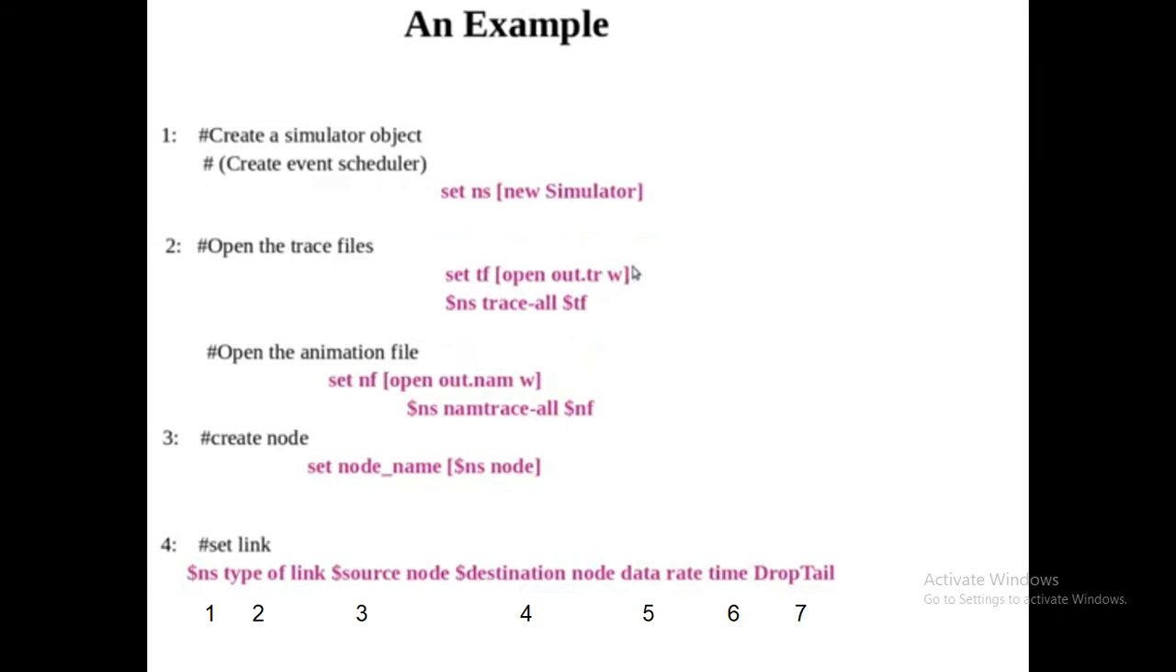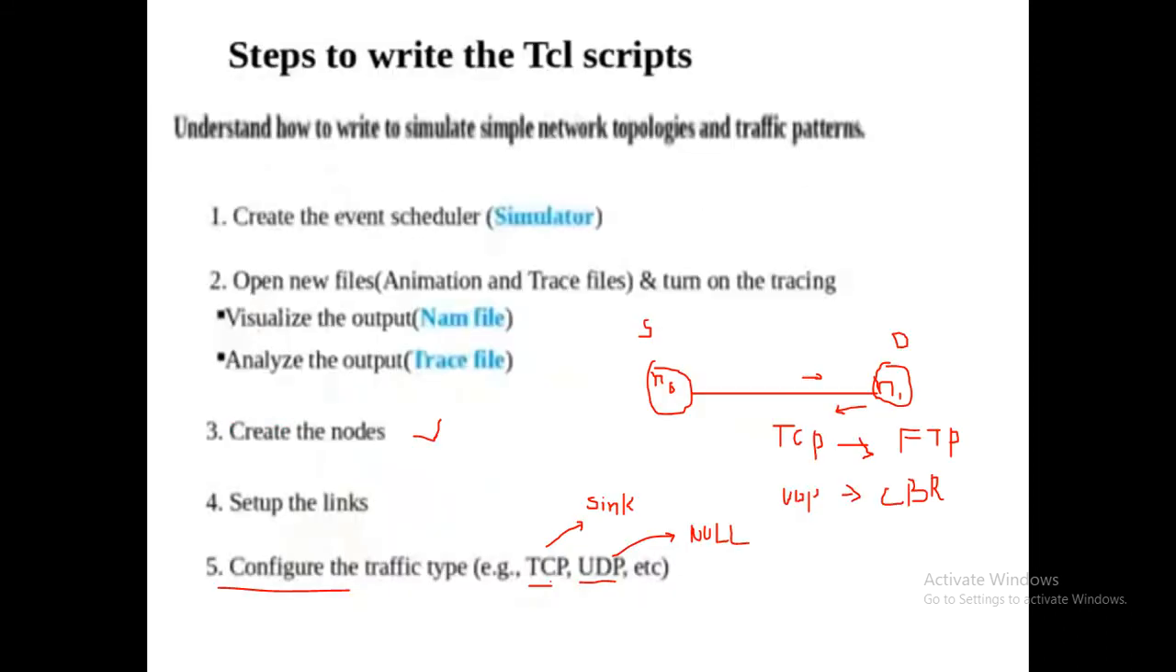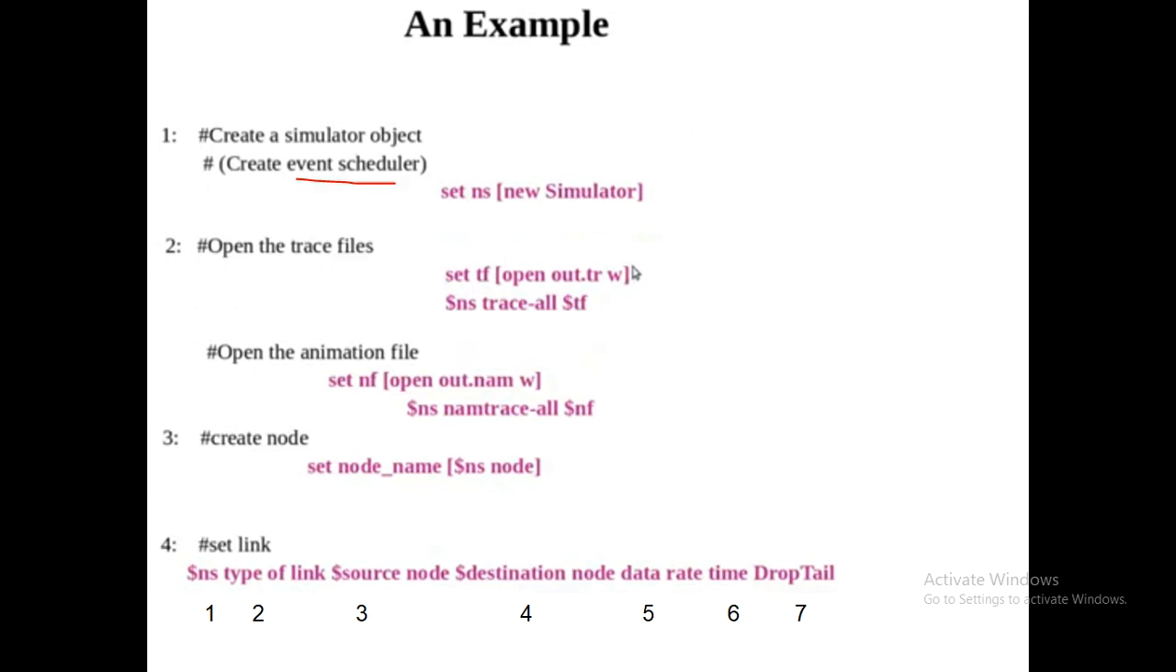The first is how to create an event scheduler, because the first step is to create an event scheduler. What is the command? This is the command in our TCL: set ns. Set means ns is a variable name. Why are we saying ns? Because we are going to write our network simulator.